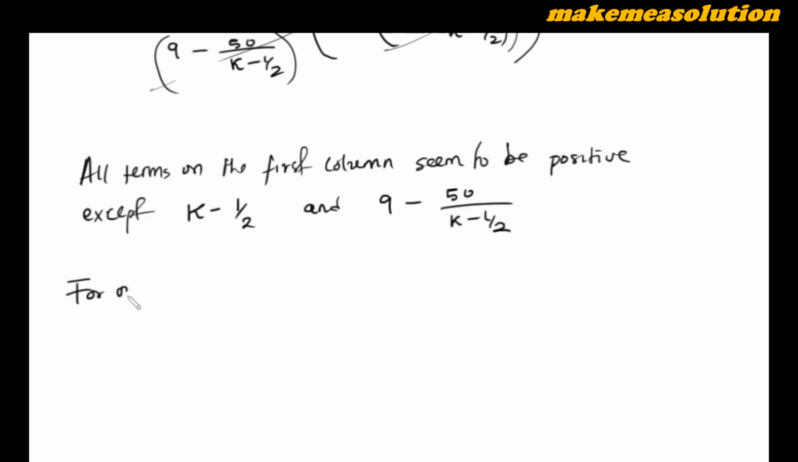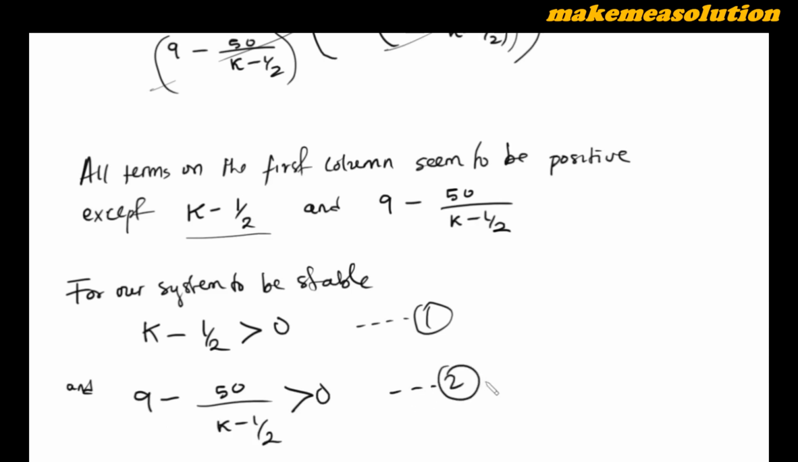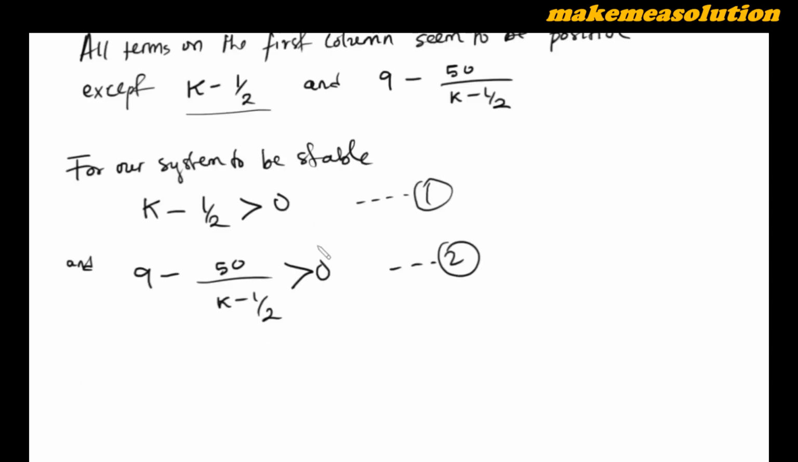So for our system to be stable, then this value has to be positive. In other words, k - 1/2 has to be what? Greater than 0. Okay, so this is equation 1, and at the same time (9 - 50)/(k - 1/2) has to be greater than 0. That's equation 2. Is that okay? So you will now solve these two inequalities, and from the answer that you get, you've now gotten the range of values of k that will keep your system stable.